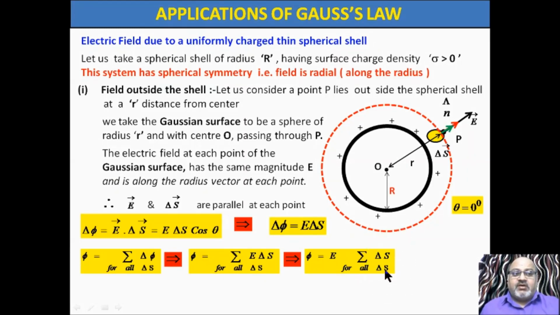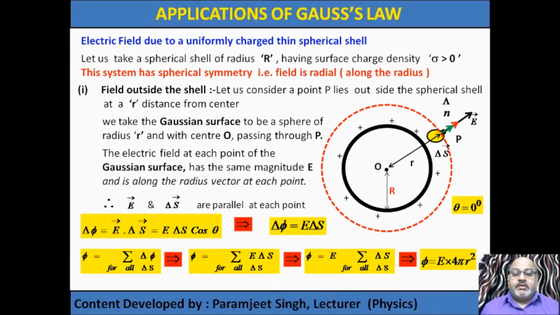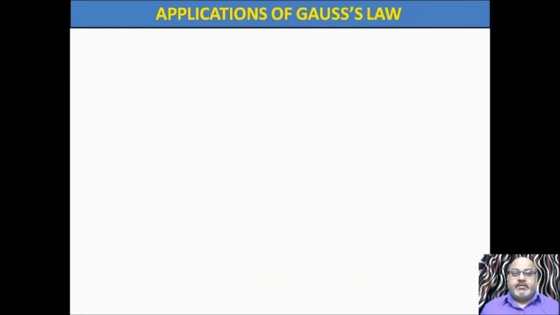Now what does this whole statement mean? Summation delta S for all delta S means all the small area elements when added. This is obvious, the result will be 4 pi r square, that is the surface area of the Gaussian surface. So now we have reached this equation, phi is equal to E into 4 pi r square. Still the application of Gauss law continues.